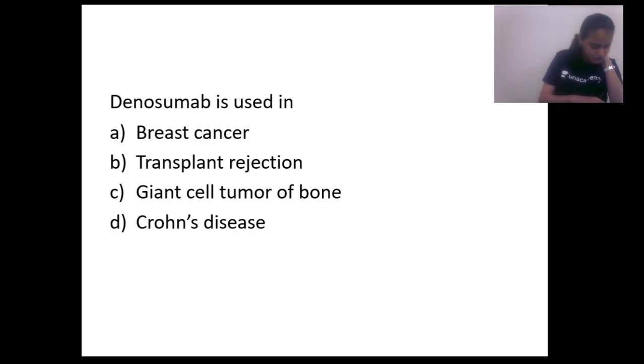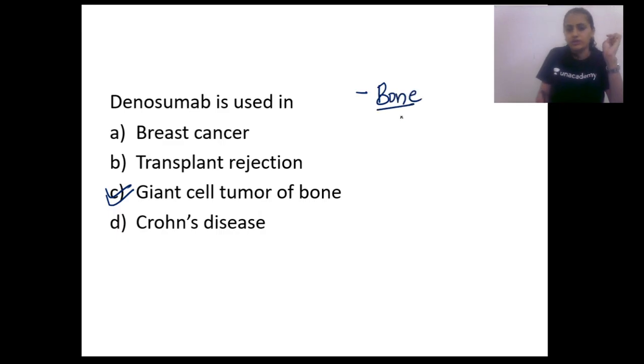Next question. Denosumab is used in. Yes, can someone answer this question? Denosumab is used in. C. Very good. It is C. Giant cell tumor of bone. Again, the trick here, along with CI, TU, VI, remember the other point also: the monoclonal antibodies used against bone will have O, for bone, in their name. So it will be O or OS. Like in denosumab, you have OS. So they will have OS or O in their term.